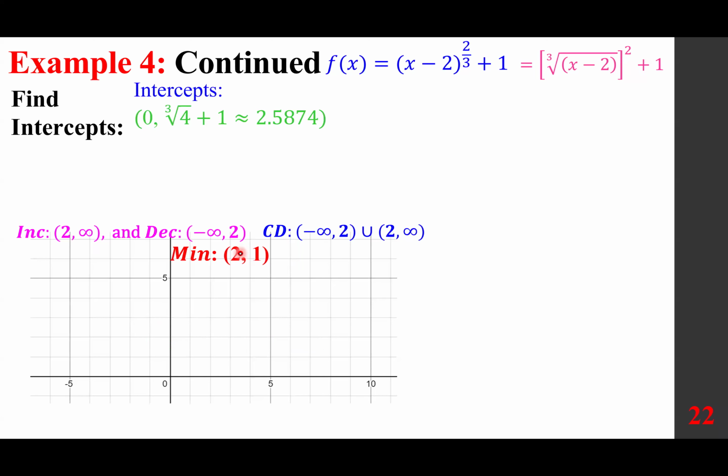To find the intercepts, if you set x equal to 0, you get -2, cube root of that. Okay, squared, you get 4. So cube root of 4 plus 1. And this is about 2.6. This is for the sake of graphing, everybody. There is no x-intercept. Why not? I'm going to remind you again why it doesn't have any x-intercepts.